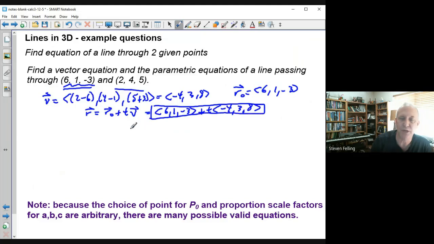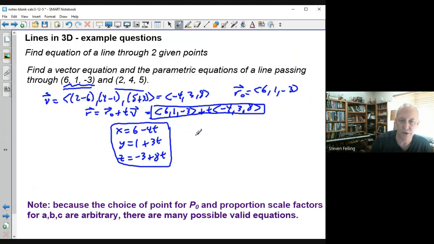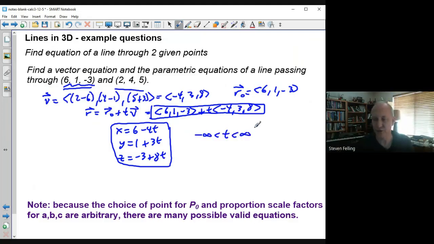If I want to make it parametric, I could say x is equal to 6 minus 4t, y is equal to 1 plus 3t, z is equal to negative 3 plus 8t, and regardless of which form I'm using, I have to define that for the entire line, the parameter t has to take every value from negative infinity to infinity. Okay? And note that because we arbitrarily want a particular direction here, you could scale this, you could use this point as the initial one instead of this one. There's a lot of different possible ways to write this, which would be correct, but this is one possible parameterization for this line.